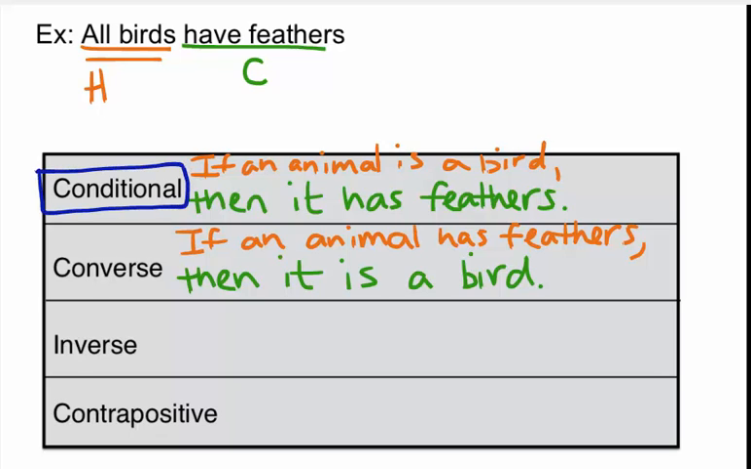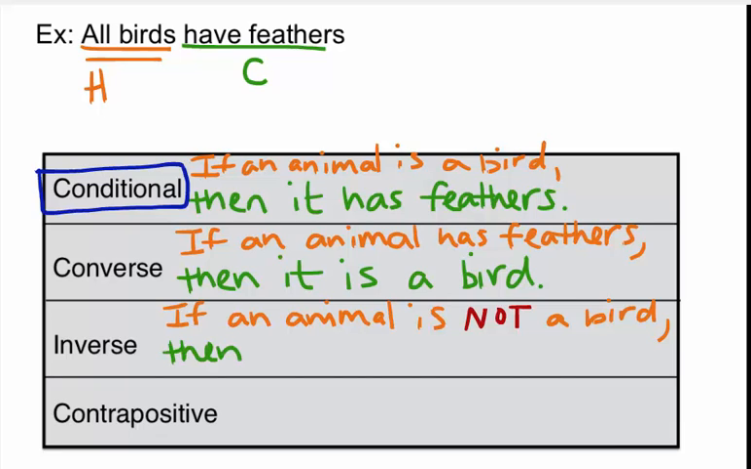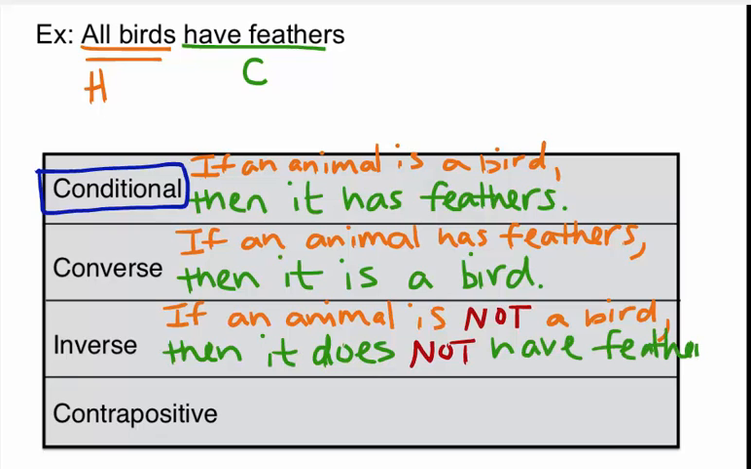All right, let's go ahead and do the inverse. Now remember, the inverse is when you simply take that conditional statement and we're going to negate that. So I'm going to go ahead and say, if an animal is not, so this is where you negate it, a bird, then it does not have feathers. So see, we're just taking the opposite or the negative. And that's the inverse statement.